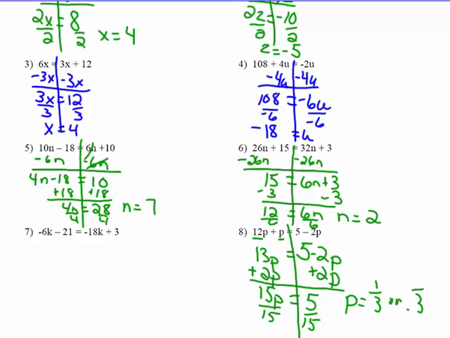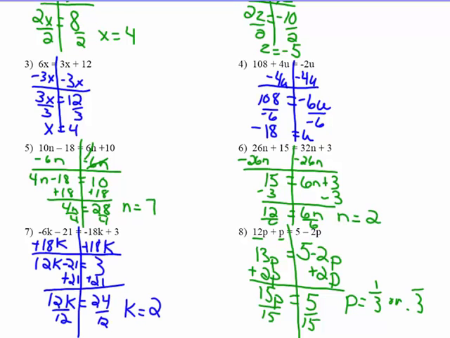All right, I want you to pause the video and try number 7 on your own, please. All right, for number 7, I chose to cancel the negative 18k because it was smaller. Again, it doesn't matter which way you do it. You should still get the same answer in the end. So if you chose to add 6k to both sides, again, it should still end up being the same thing. But you should have gotten k equals 2. So any questions, as always, bring them to class and have a good night.